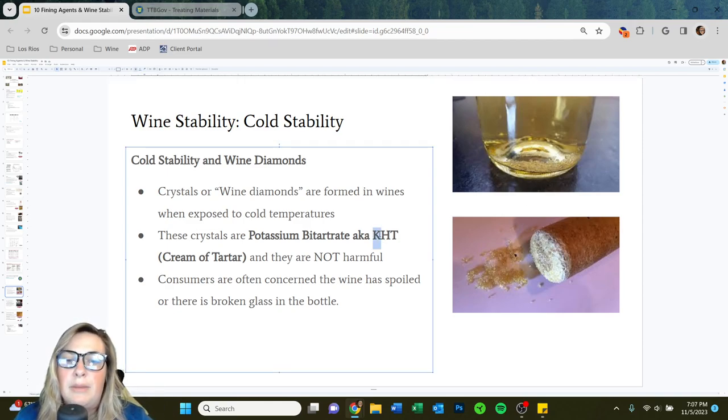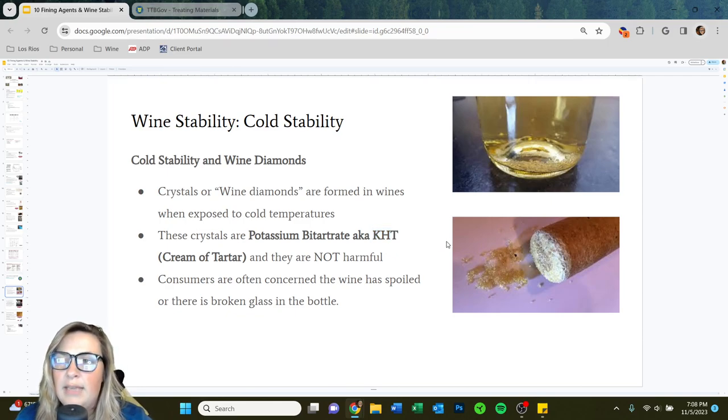It's also chemically written as KHT. K is the symbol for potassium. It's not P. And then bitartrate is this HT. It's chemically the same as cream of tartar. And it's not harmful. But why do we care about this if it's not harmful? Because it's a cosmetic defect on the wine, and consumers don't know this. So consumers can sometimes take this out of the freezer, or they'll buy a wine and find this later, and they're concerned that it's broken glass.